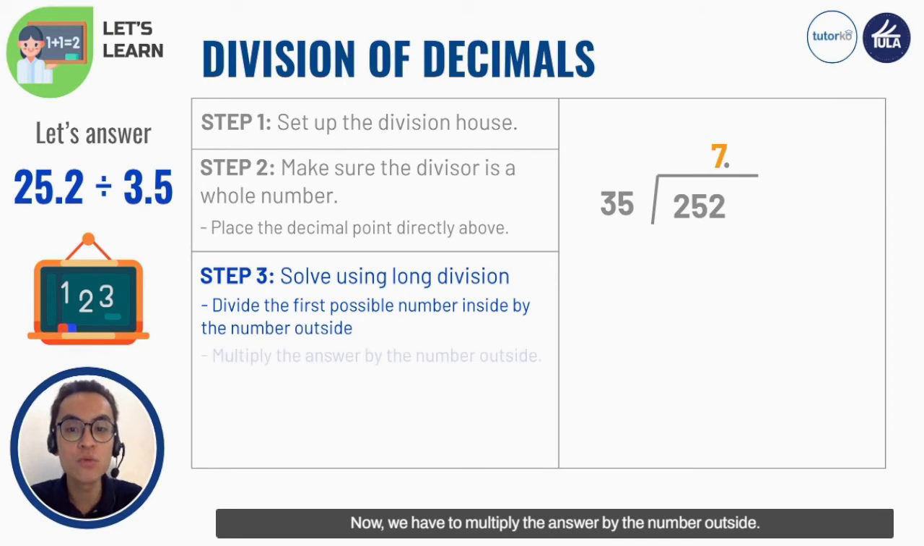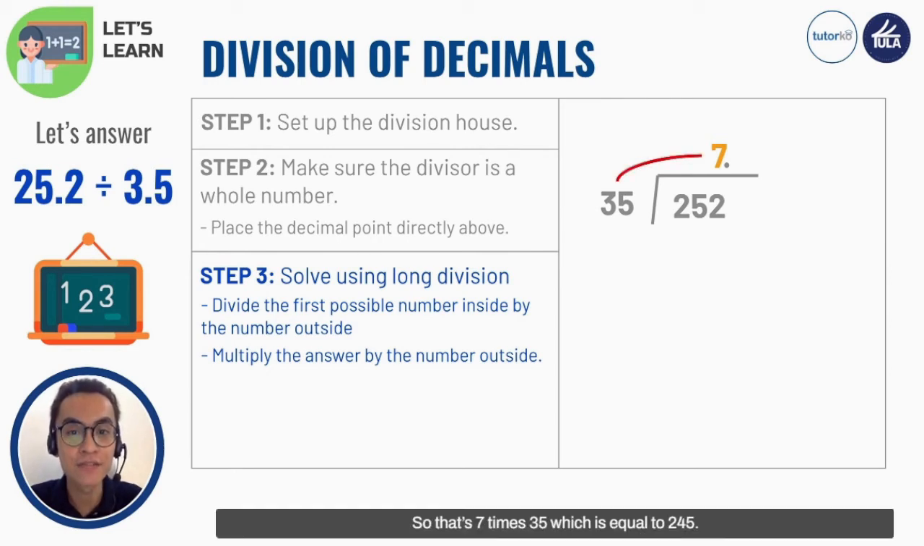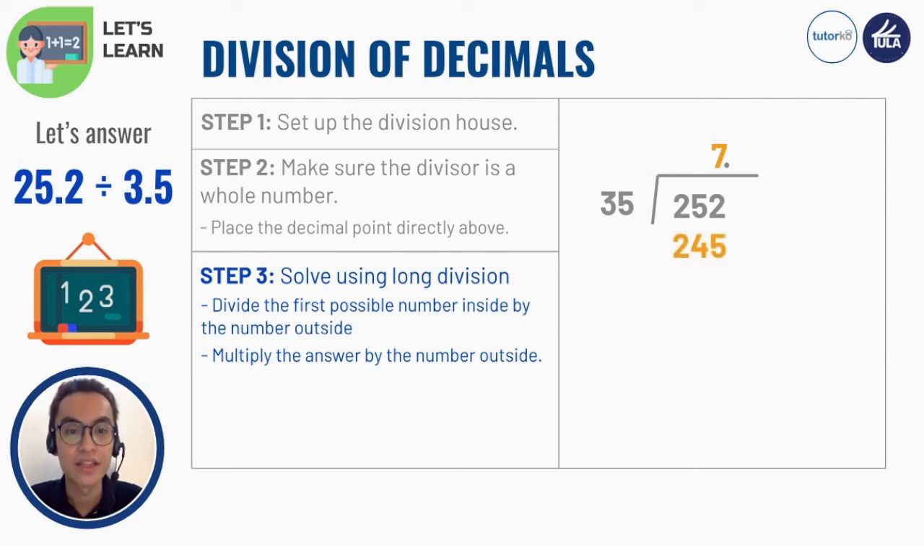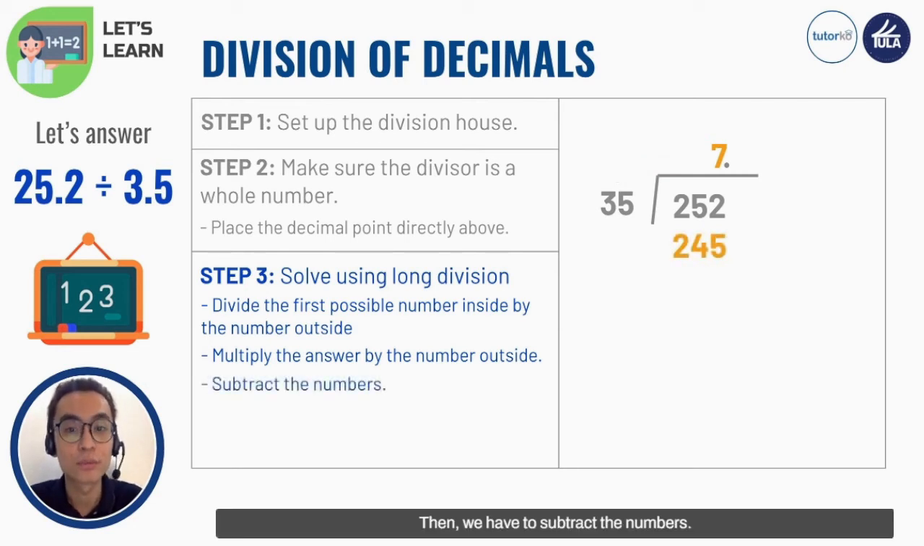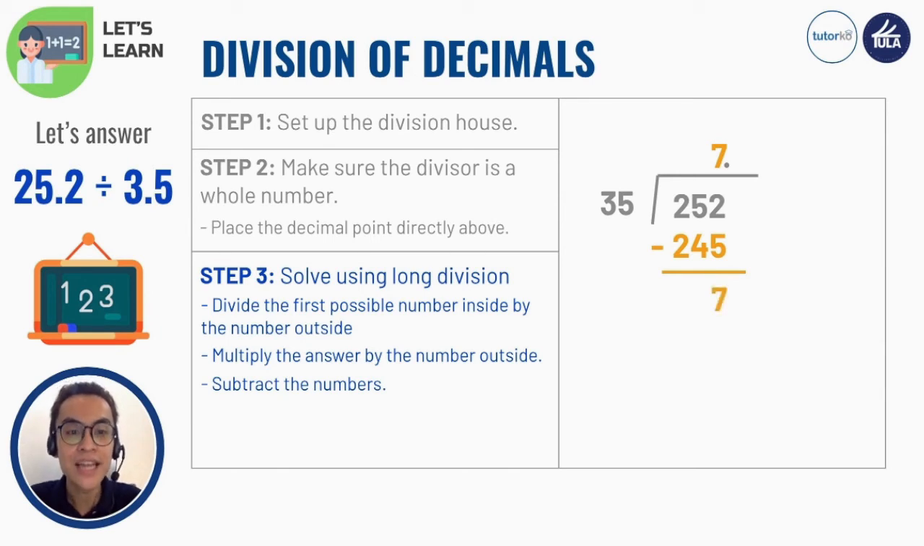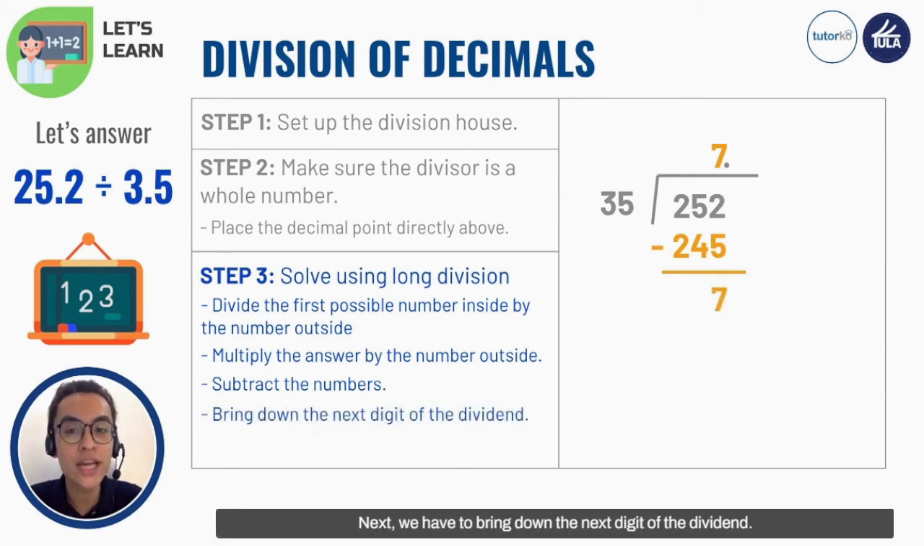Now, we have to multiply the answer by the number outside. So that's 7 times 35, which is equal to 245. Then, we have to subtract the numbers. So 252 minus 245 is equal to 7. Next, we have to bring down the next digit of the dividend.